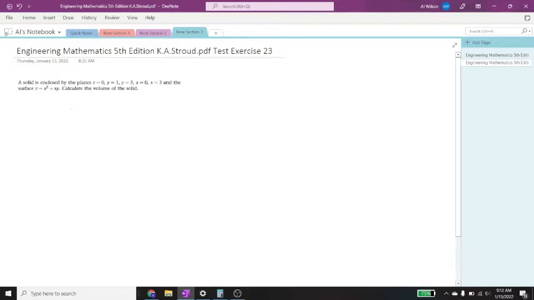Anyways, so V is equal to the integral, so we have x1, x2, y1, y2, 0, z1, dz dy dx. So let's just establish that z is equal to x squared plus xy. And if you look at the top, you'd see that z is equal to 0, y is equal to 1, y is equal to 3, and x is equal to 0.